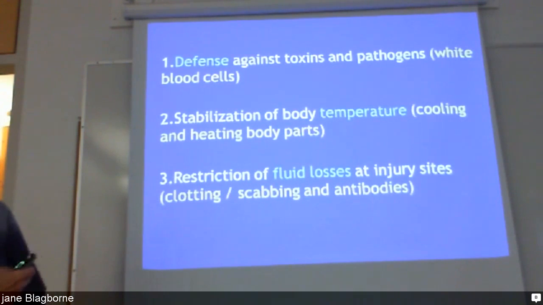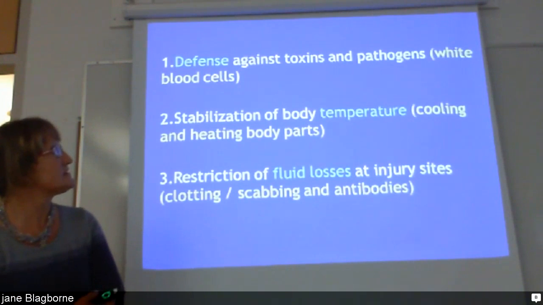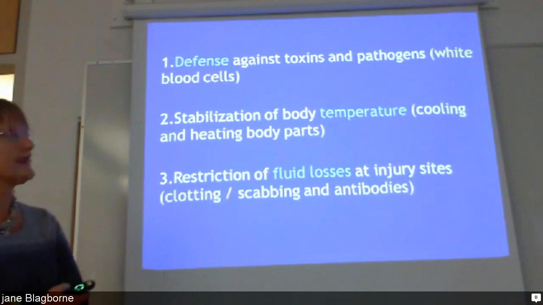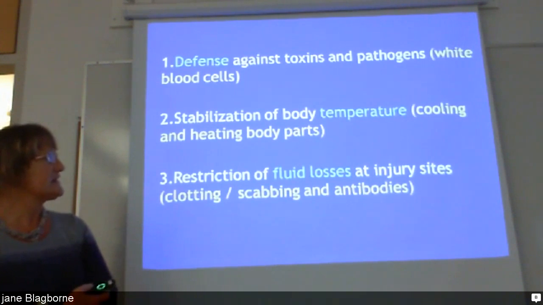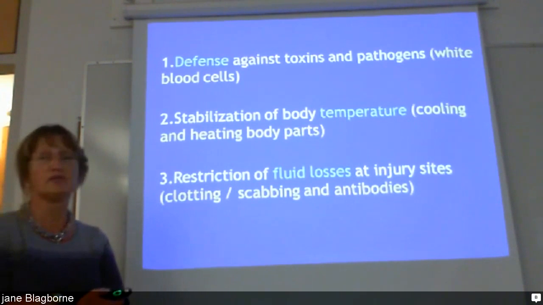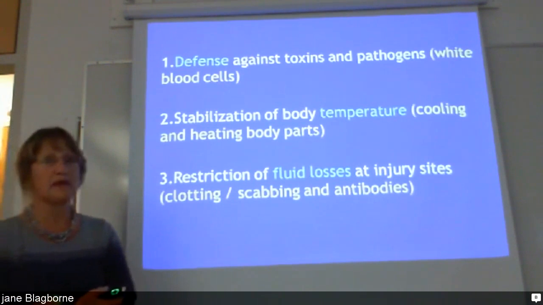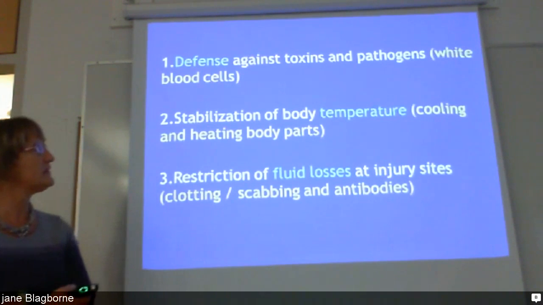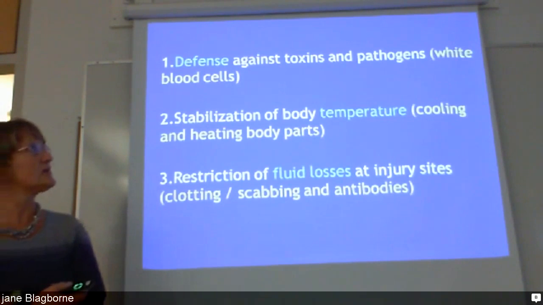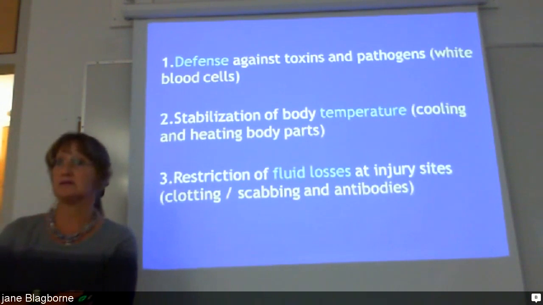So it's also responsible for defense. It carries white blood cells. And it defends against toxins in your system as well. So any toxins that enter your system, say heavy metal toxins, the blood would move those toxins to the liver for detoxification. Toxins in the form of medications as well. The liver is responsible for detoxifying anything like that, and the blood's responsible for delivering it to the liver.